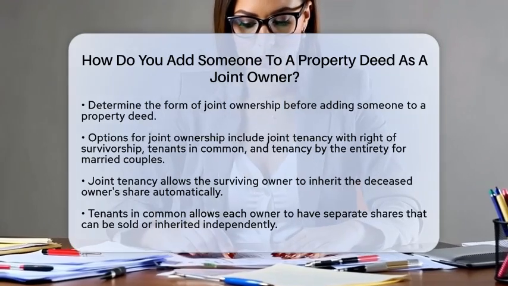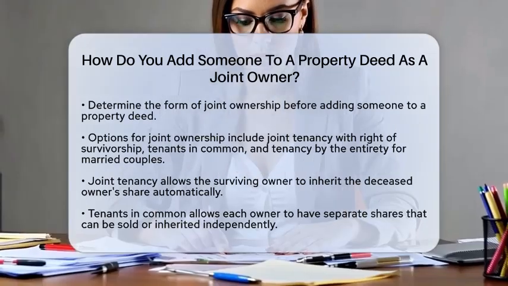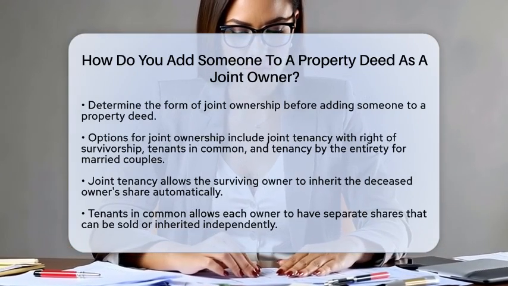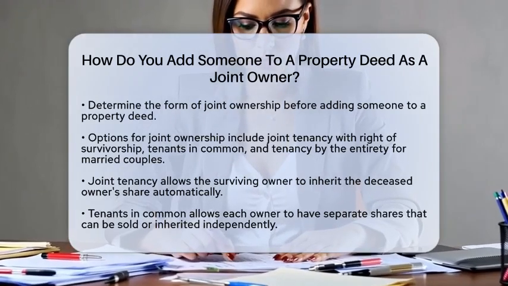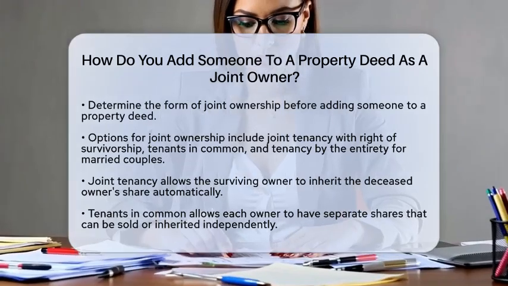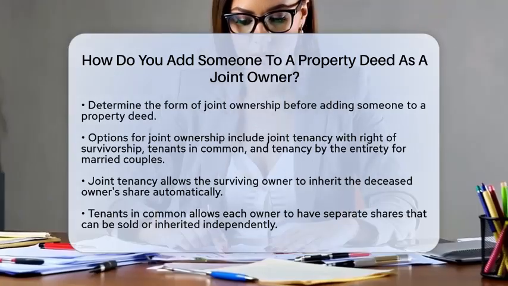Another option is tenants in common, where each owner has a separate share that can be sold or passed on independently. There is also tenancy by the entirety, which is available to married couples in some states. This option provides additional protections, such as shielding the property from one spouse's creditors.